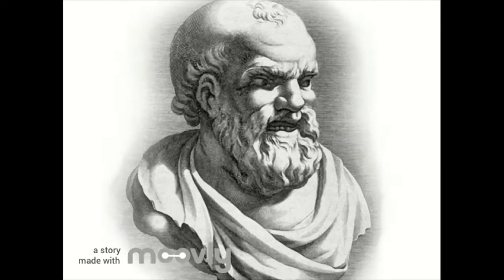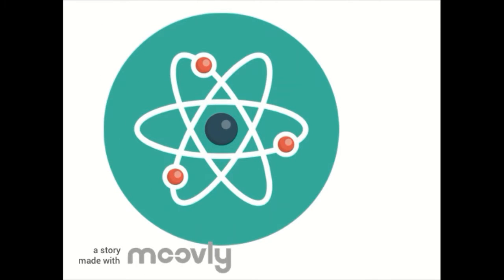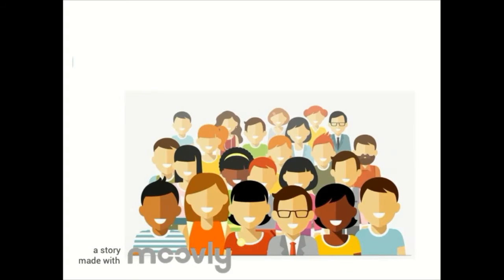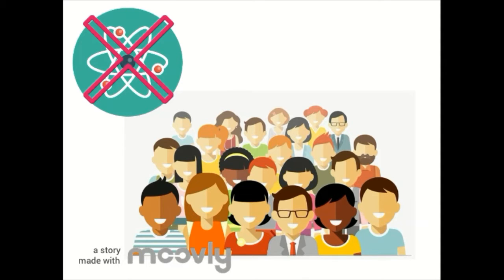Democritus believed that the smallest particle, which we now call atom, cannot be divided into smaller pieces. He called it atomus, which means uncuttable, but people rejected his idea because of lack of evidence.